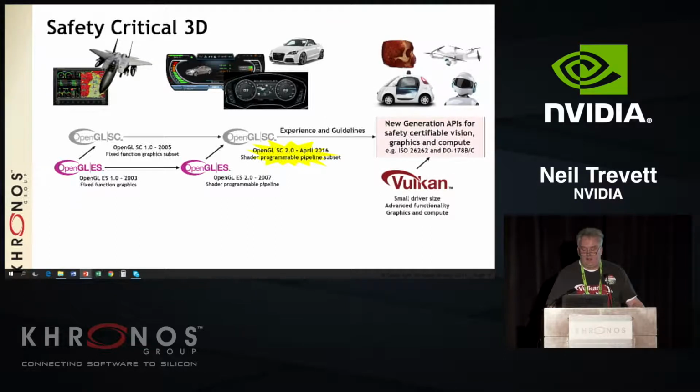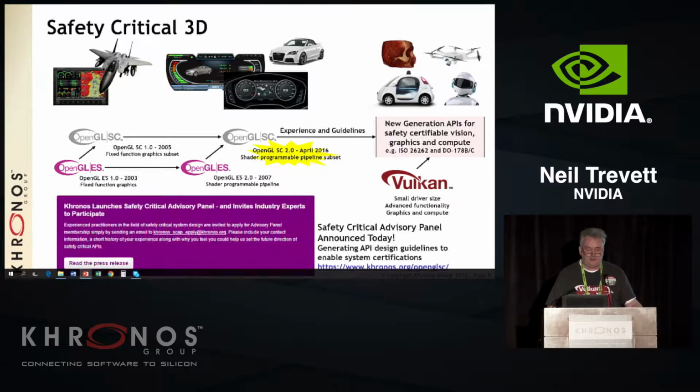And I think looking forward, there's going to be a bunch of the Khronos APIs that are going to need either consideration to safety critical certification as they're designed, or perhaps we even need to do safety critical versions like we did with OpenGL. Time will tell. Vulkan is an interesting starting point. We're talking to a lot of the safety critical guys because it's a small driver size, that's a good starting point for those guys.